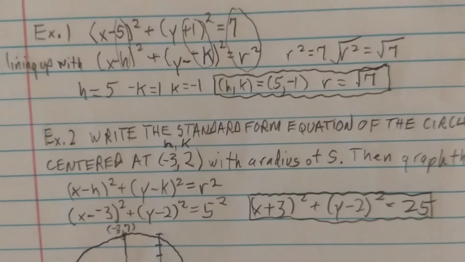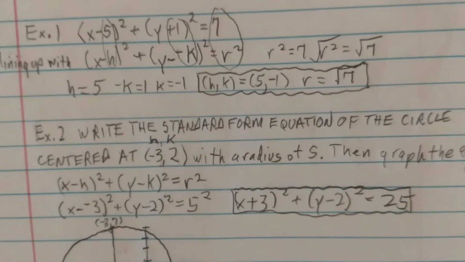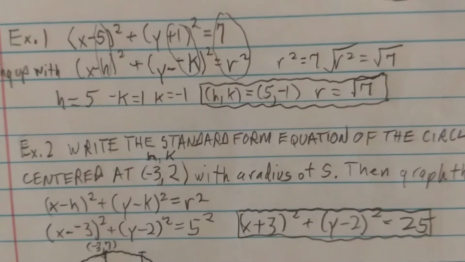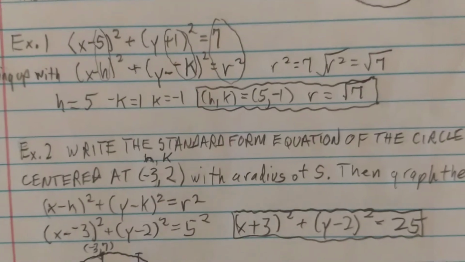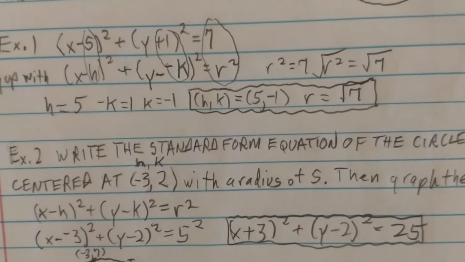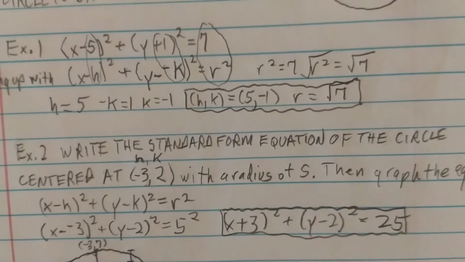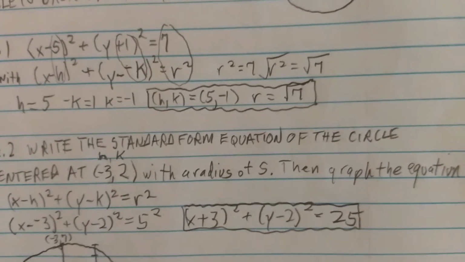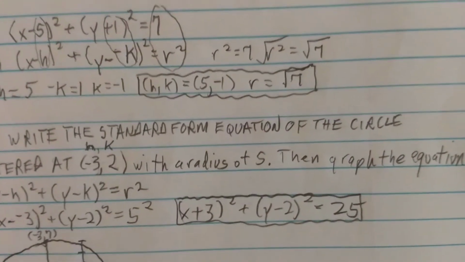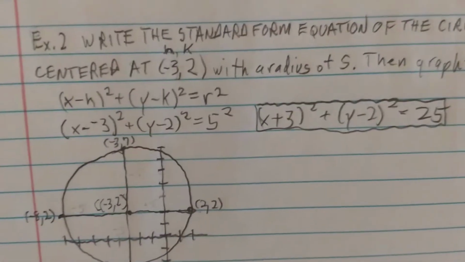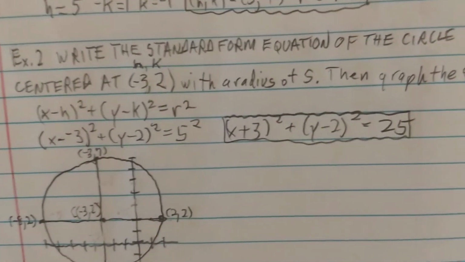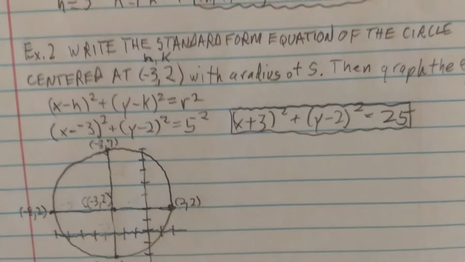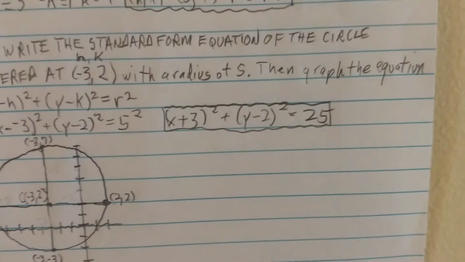So the center of the circle is easily seen as (5, negative 1), and the way you tell it is on the circle, x minus 5: if it's got a minus, you just take the number. If it's got a plus, you take the opposite sign, to negative. And r squared is 7, so r is the square root of 7, the radius. Okay? So now, write the standard form equation of the circle centered at (negative 3, 2) with a radius of 5. Then graph the equation.